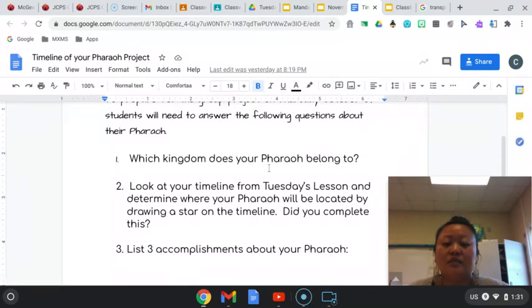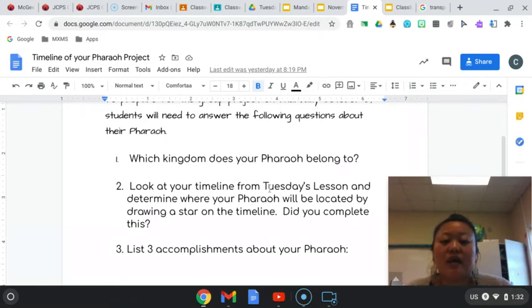1, which kingdom does your Pharaoh belong to? So take a look at your timeline and take a look at your project part 1. Take a look at the date and say, okay, so where does my Pharaoh fall? Is it the Old Kingdom, the Middle, or the New Kingdom? I want you to also write it in this document.